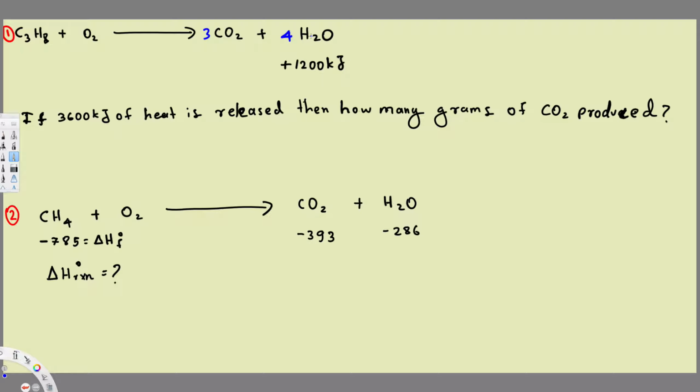And then we count the oxygen, and if you look at the oxygen number, this is 6 right here and 4 right here, so the total oxygen is 10. So we have to put 5 right here. And here they are asking about CO2, and we know that for each 3 moles of CO2, 1200 kilojoules is produced, right? So we have to calculate, if 3600 kilojoules is produced, how many grams of CO2 are formed.